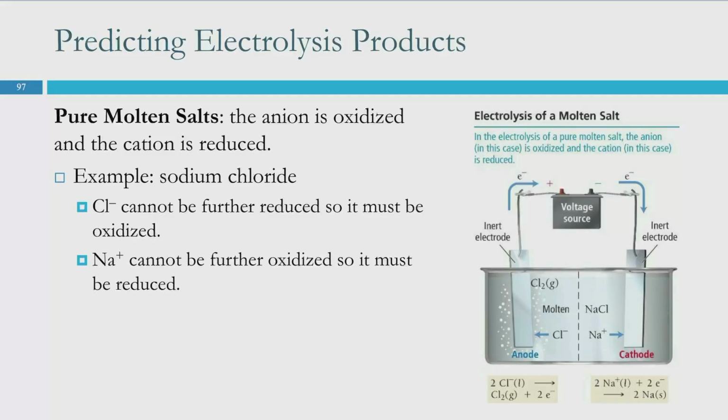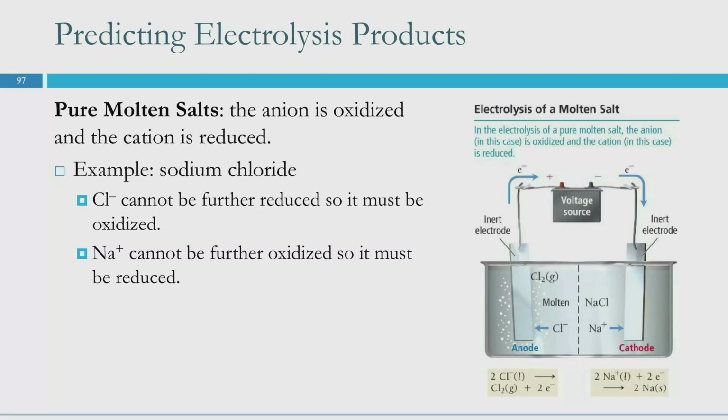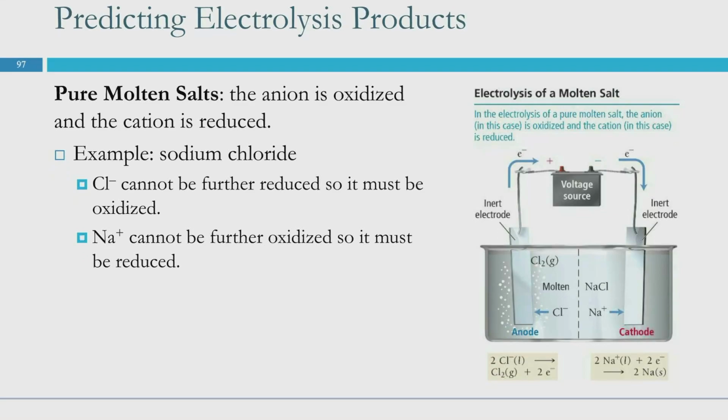So one possibility is that we've got pure molten salts. So presumably this is going to occur at really high temperature. In my mind, it's got to occur at really high temperature because we're melting salts, and salts have really strong intermolecular forces. So in pure molten salts, the anion is oxidized, convenient. The cation is reduced, convenient. Those fit with our definitions of anode and cathode as well.